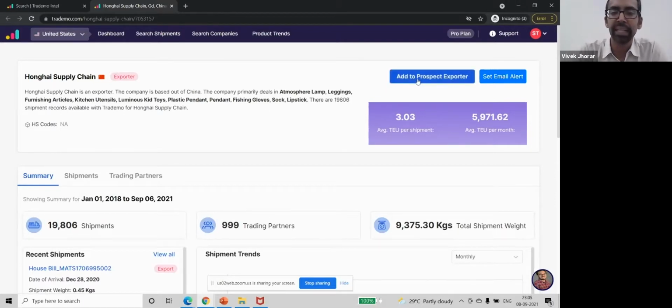Also, if you really think that I should notice and see how this company does for the next 1 month, how many shipments land there, and I want to really keep a tab on this company, you can always add this to your prospect exporter, so that you don't have to remember how many prospective companies every time and write it somewhere else. Similarly, you can set an email alert every time a shipment hits from this company on the ports, and this email alert can directly intimate you in the email without you even coming to the tool.